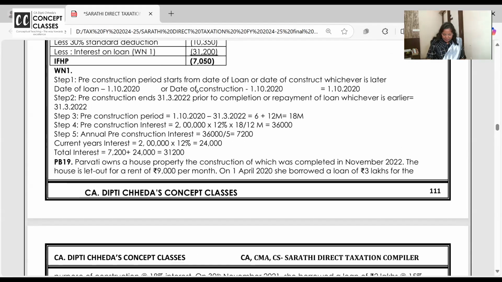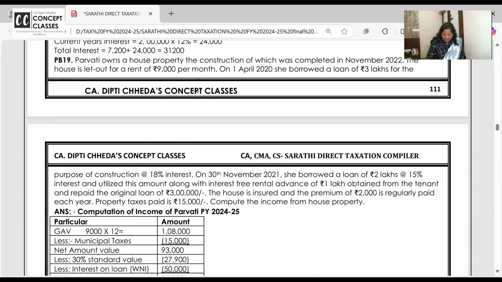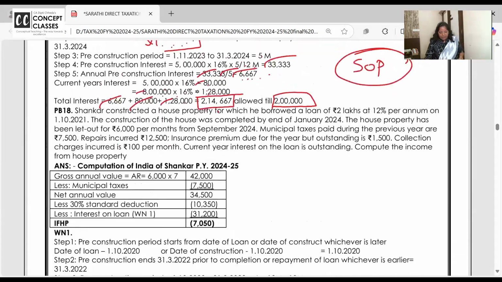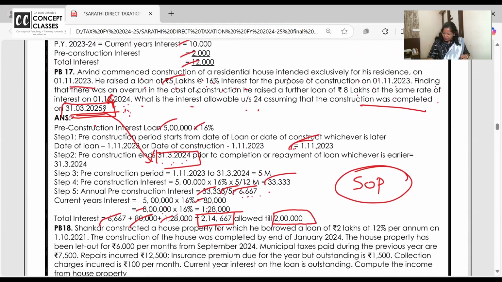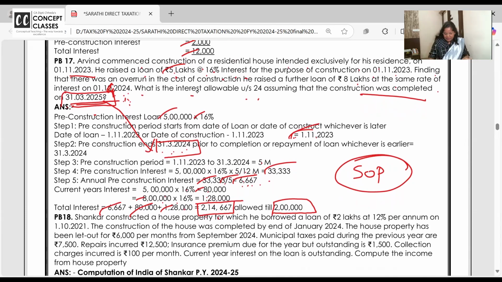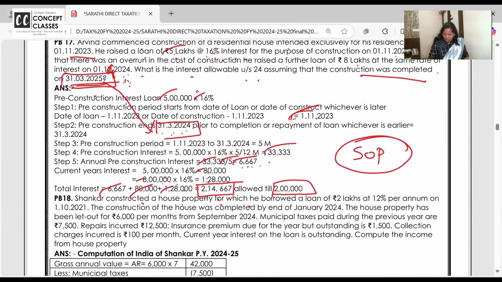The 18th is very simple, applying the pre-construction interest. Okay, we'll do it in the class. Let's do it; no homework today. These are small, good problems. Come. Shankar constructed a house property by borrowing a 2 lakh loan at 12%. Construction of the house is completed in January 24. Ma'am, 31st March 2023. Okay. The house property has been let out for 6 months from September 24. Municipal tax was paid.